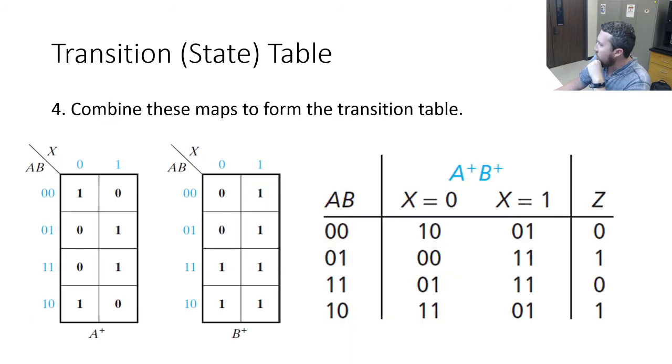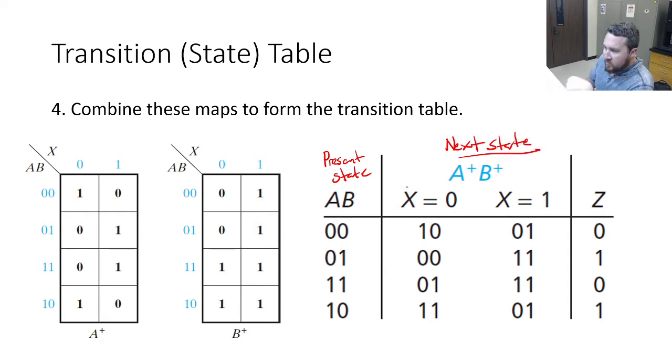All right, step 4, combine these maps to form the transition table. So we've got a table here. We've got the present state. And notice here that it's listed out in gray code, 0, 1, 3, and 2. And that's by design. That's because we want it to match up with the columns of our K-map. So if you look here, we've got AB is 0, 0, 0, 1, 1, 1, 1, 0. And then we have our next state, right? A plus B plus.